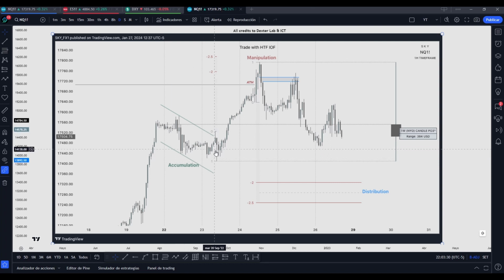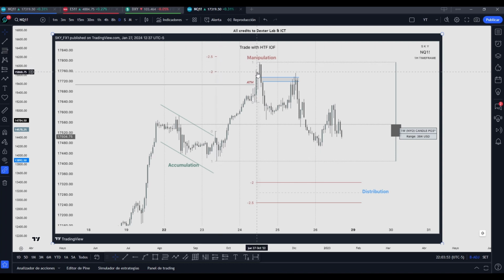Then we have our manipulation leg, clearing all the sell side liquidity that rests on the manipulation. It was a swing high and a swing low, projecting to less 2 and less 2.5 deviation. We result with our manipulation. Here is the all-time high, so we could be maximum standing above here. So minimum here, above here, it's more manipulation.